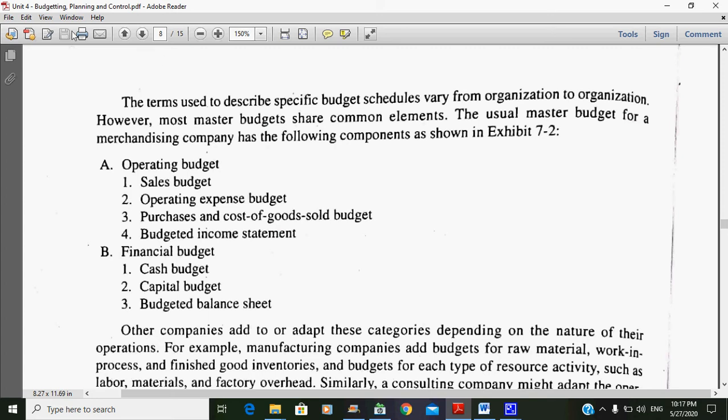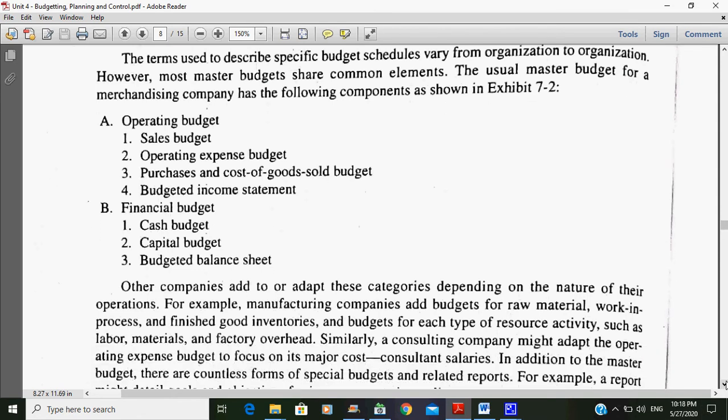All right. First thing, the terms used to describe specific budget schedules vary from organization to organization. However, most master budgets share common elements. The usual master budget for a merchandising company has the following components as shown in Exhibit 7.2. First one is operating budget, which consists of sales budget, operating expense budget, purchases and cost of goods sold budget, and budgeted income statement, while financial budget consists of cash budget, capital budget, and budgeted balance sheet. Right?